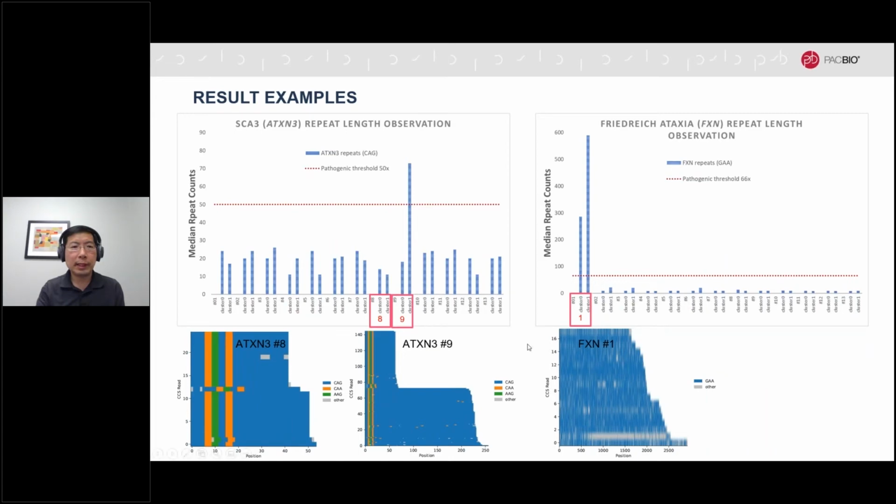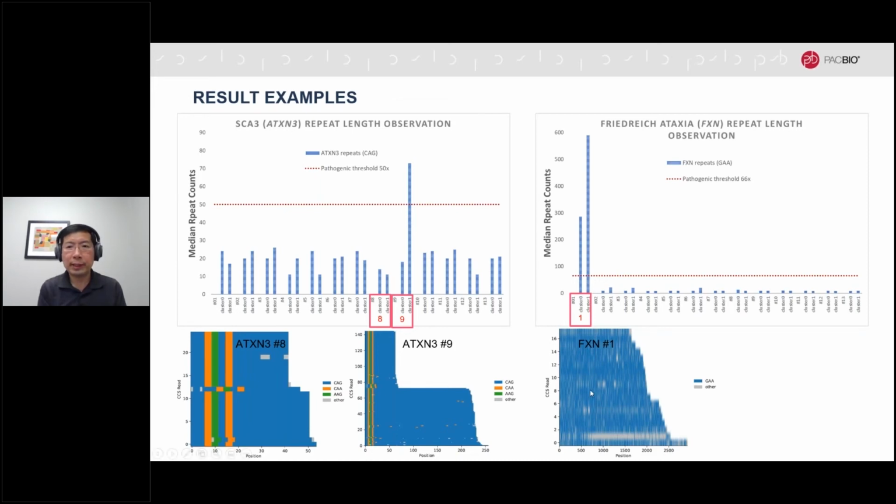For sequencing data on the SCA3 target region, we see one of the samples has repeat expansion above the pathogenic threshold, but the other sample does not show any repeat expansion in the sequencing data. This confirms that the sample that has conflicting diagnosis data is not a SCA3 sample.